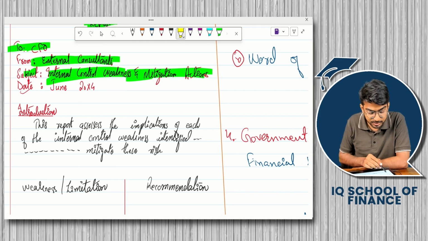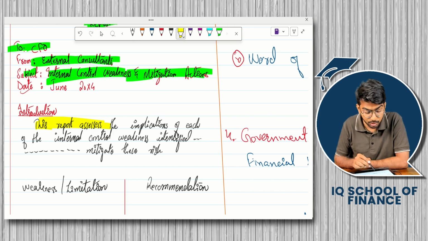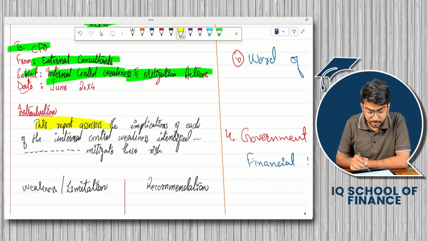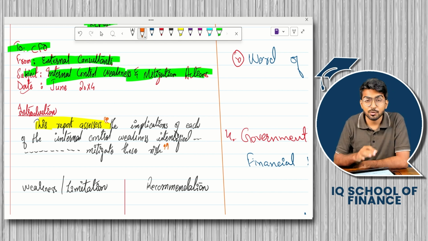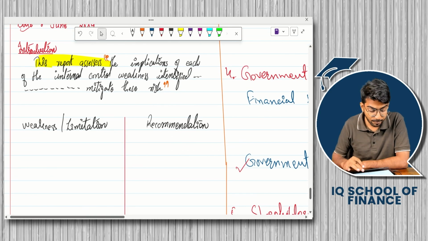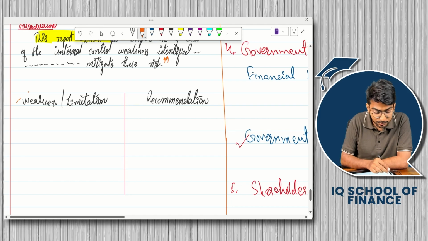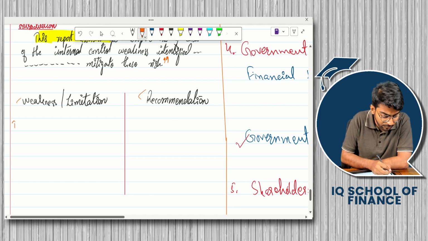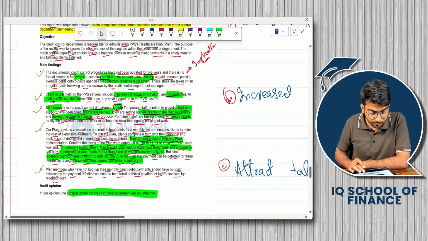Introduction is a very simple thing: this report assesses, because we were asked to do the assessment, right? And from here to here, it is all from the requirement. We will copy and paste it from the requirement. So done with the introduction part. Now you are required to write the weakness or the limitation and the recommendations. So number one. Now let's move up and see what we had for finding number one.